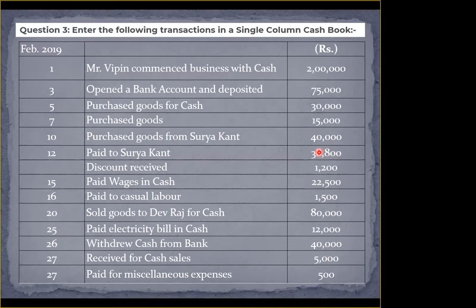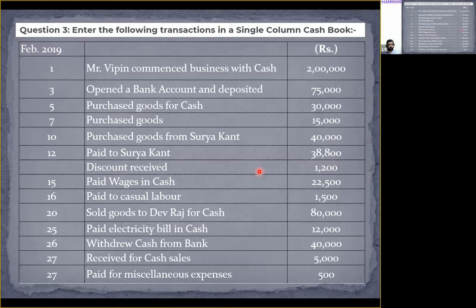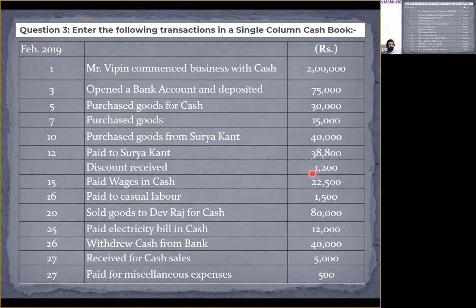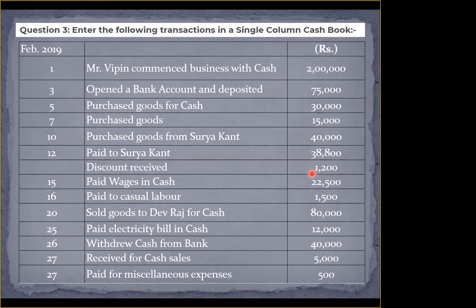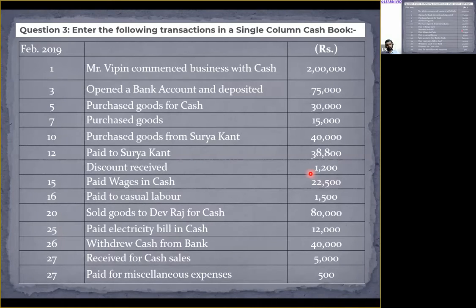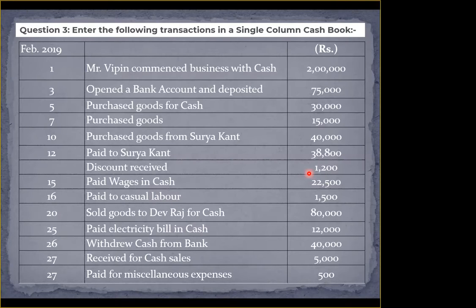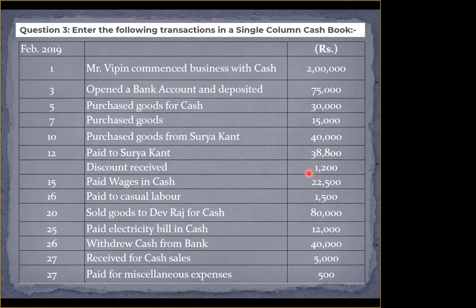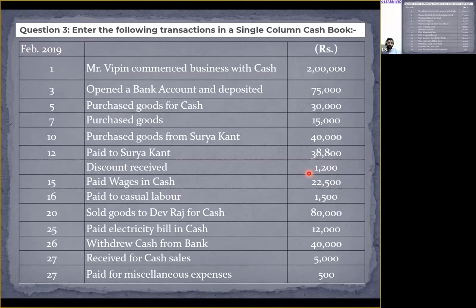All right. But tell me, how will you treat the discount received? Whenever a person gives you a discount, does the discount lead to inflow or outflow of cash? Tell me. Is there any inflow of cash? Listen to me carefully. When a person gives you a discount, this is obviously a profit, right? There is a gain. But is there any inflow of cash? If somebody is giving you a discount, there is no inflow of cash.